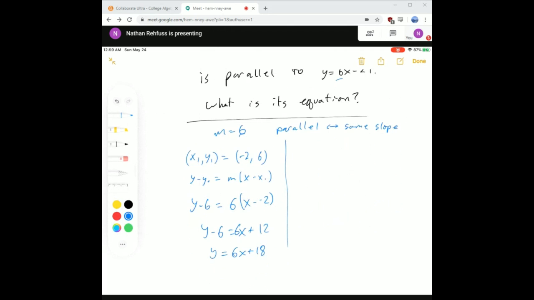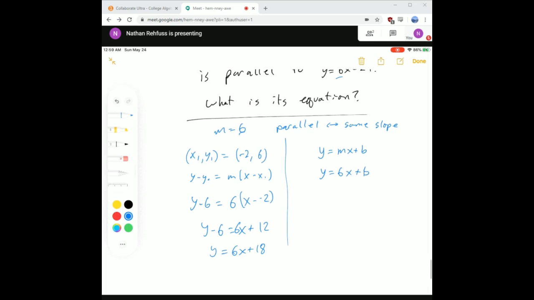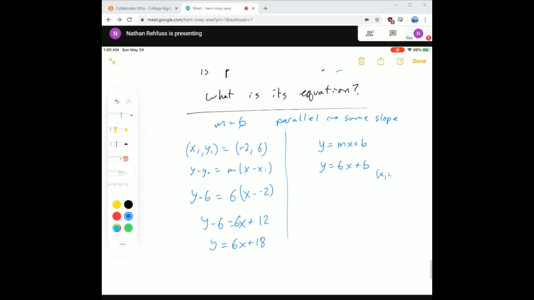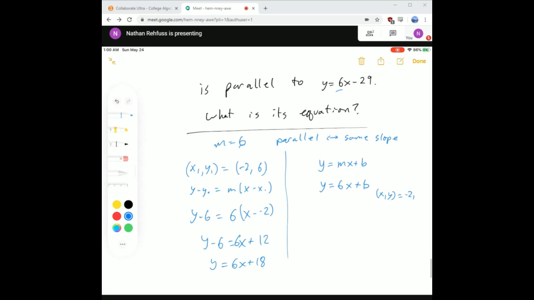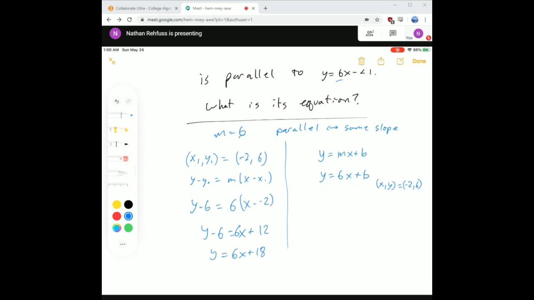Or here's a different solution. Instead of point slope, I could use slope-intercept form. I'm going to take y equals mx plus b. I know the slope is 6, so I can fill that in right away. Now I've got a specific point, (x, y) equals (-2, 6). I know that that point is on the line, so I know that this equation is true when I fill this specific point in.